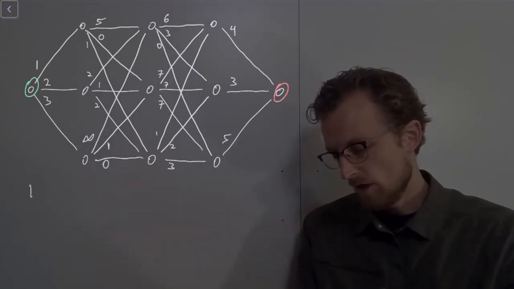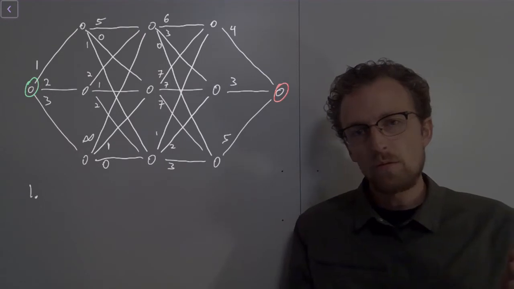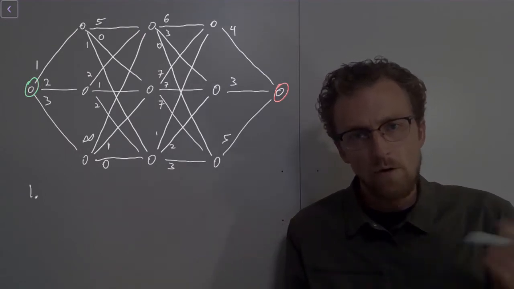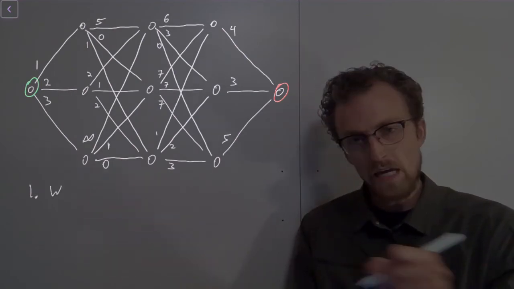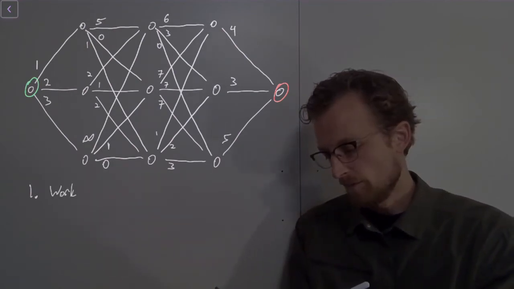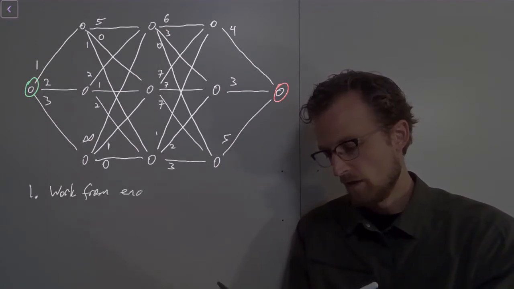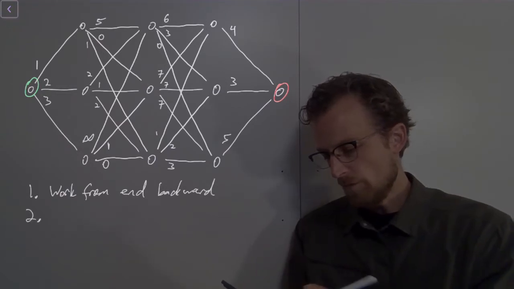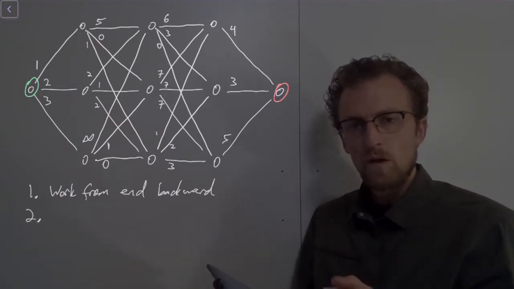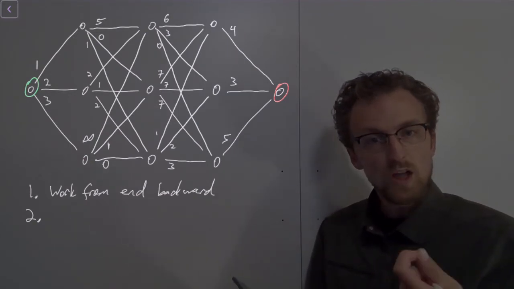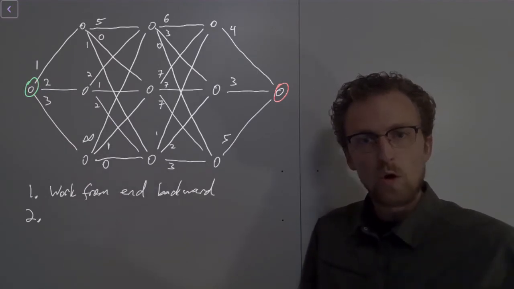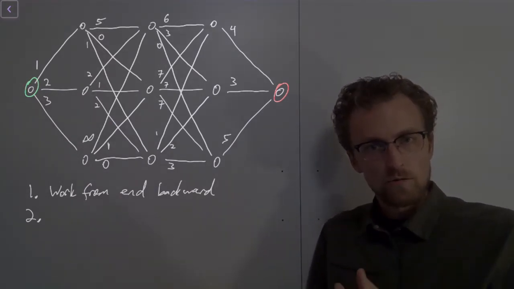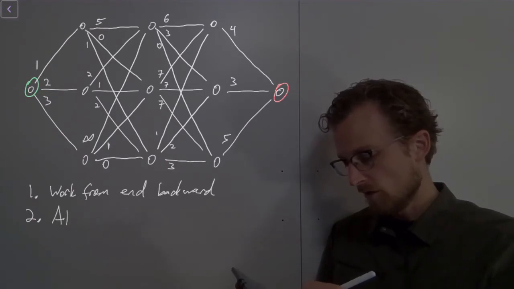Sometimes just thinking about the problem in reverse can help us arrive at a good approach to a solution. So we'll work from the end backward. And then at each node, we will record the optimal cost that would take us from that node to the end, and we'll record the decision that needs to be made at that node. So we record two things at each node.